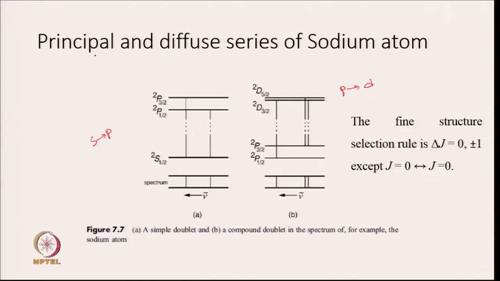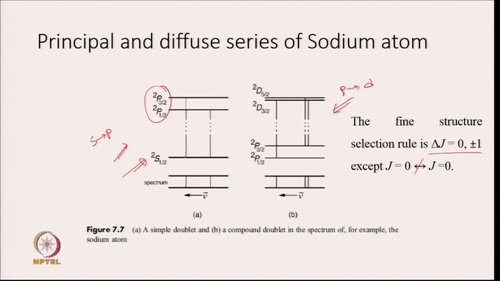Since it is going to be in P, this one corresponds to the principal series and this corresponds to the diffuse series. The selection rule is delta J equal to 0, plus or minus 1, except J equal to 0 to J equal to 0, which is not allowed. You can see here that 2s1/2 has only one term, whereas 2p has two terms due to spin orbit coupling: 2p1/2 and 2p3/2.